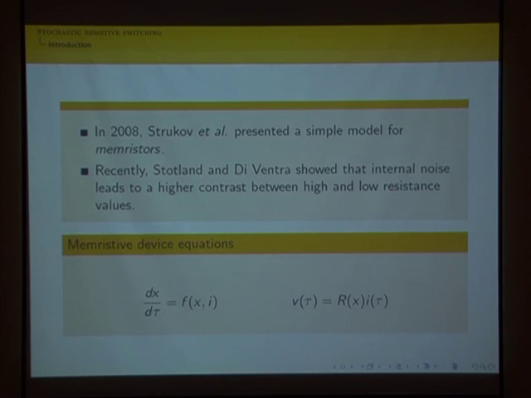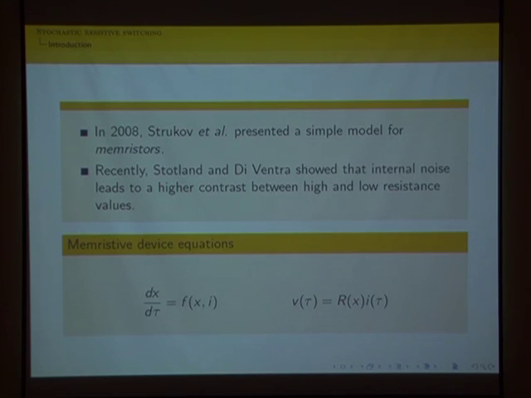So, in 2008, Strukov presented a very simple model of the memristor, and recently Stocks and Devendra showed that internal noise, for instance thermal noise, leads to higher contrast between the high and the low resistance values.